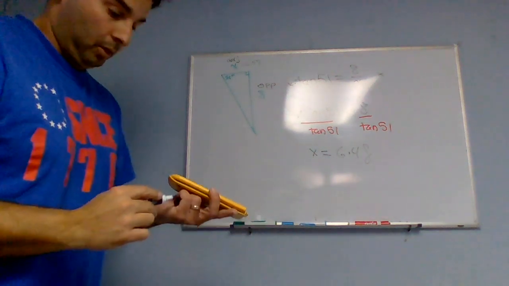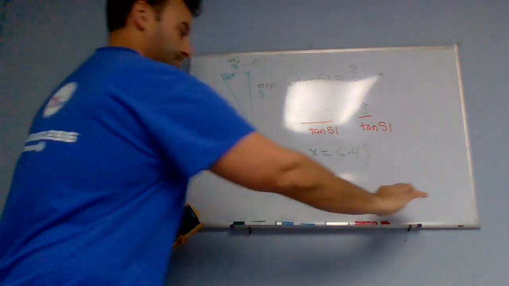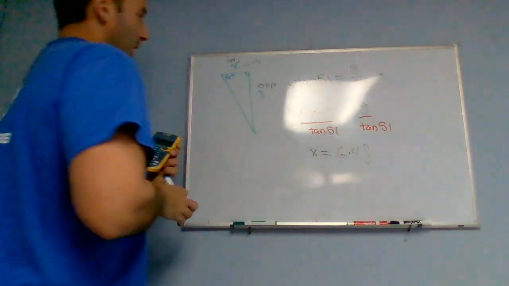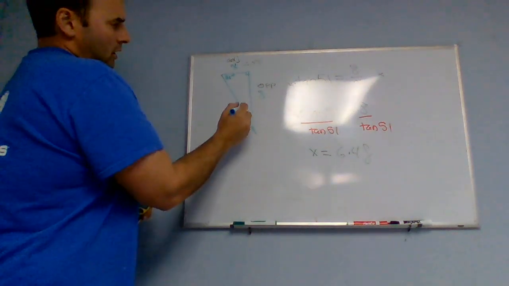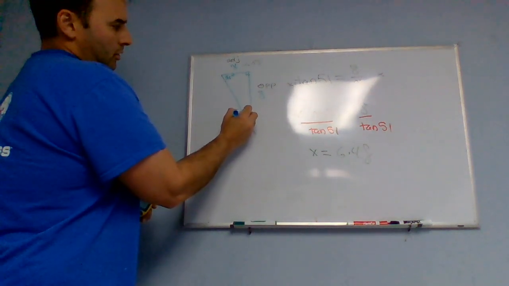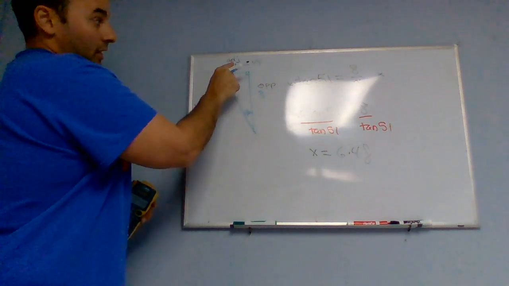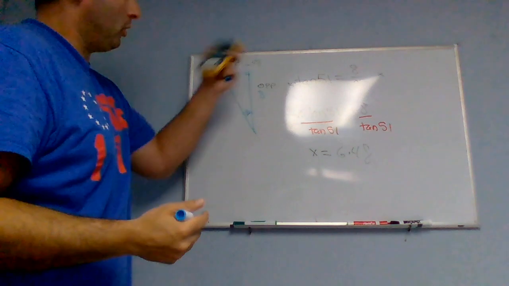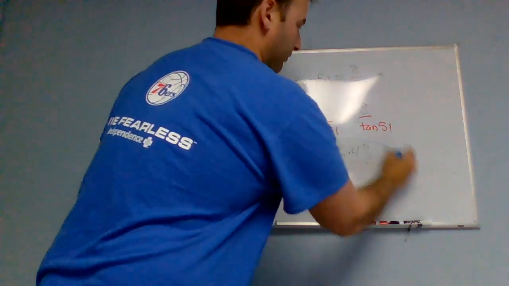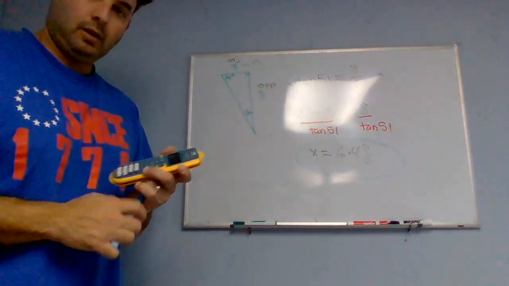Is that a reasonable number? Well, let's see. If that's 51, this would be 39. That angle is smaller than that angle, that side smaller than that side. So it's a reasonable answer, and that is our answer. 6.48. Okay.